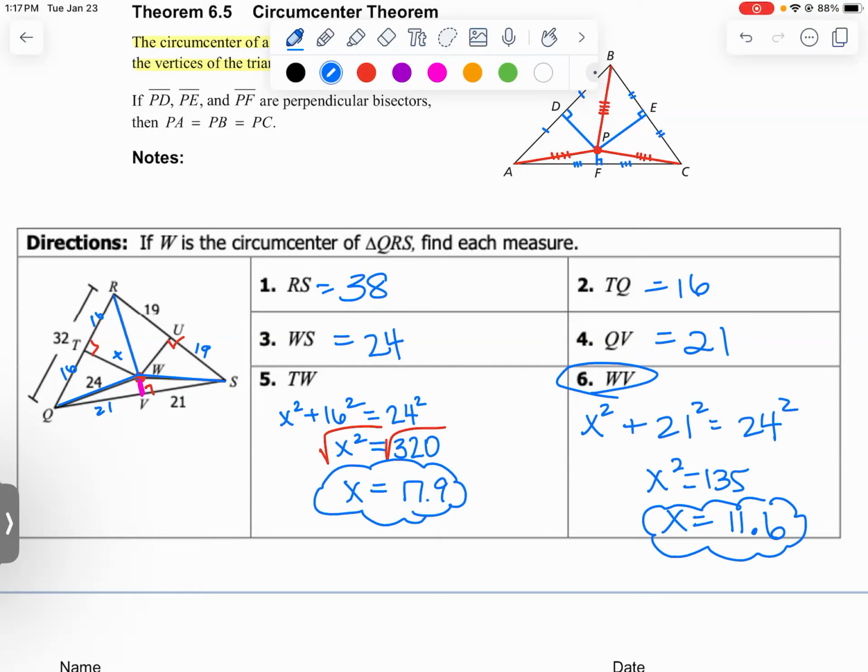What's your question, Presley? What do you subtract from? So, we have x squared plus 441 equals 576. And so then we can subtract that 441 over. Is that okay? All right.